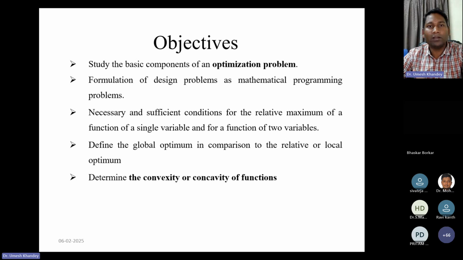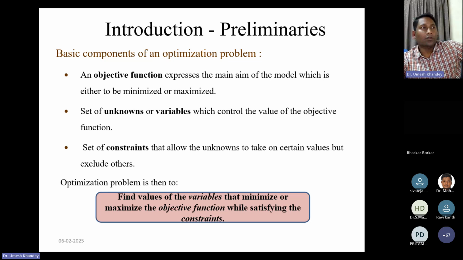So this optimum thing is not only to maximize the variables' value, but also in some cases minimize, and in some cases you have to do both. Some parameters need to be maximized, some need to be minimized, to get the desired responses. So formulation of the design problem as a mathematical programming problem is necessary. These are some of the objectives. At last, you define the global optimum in comparison to the relative or local optimum, how close you are to your response.